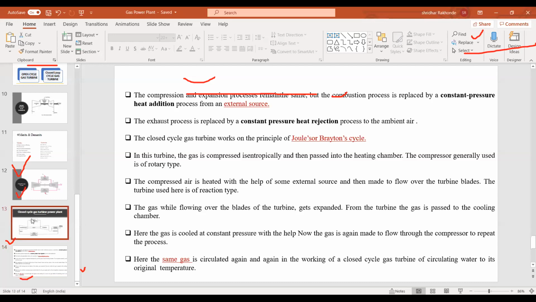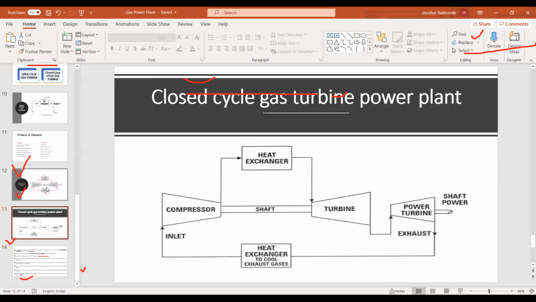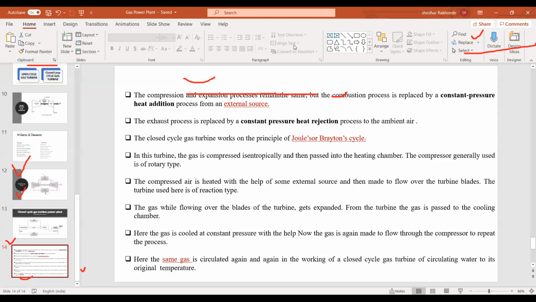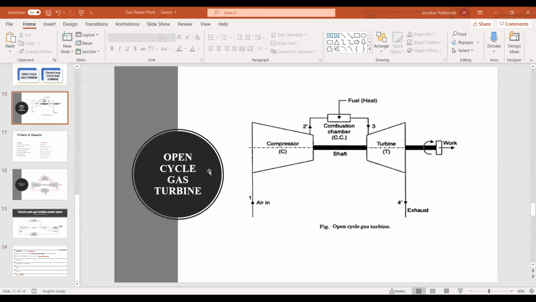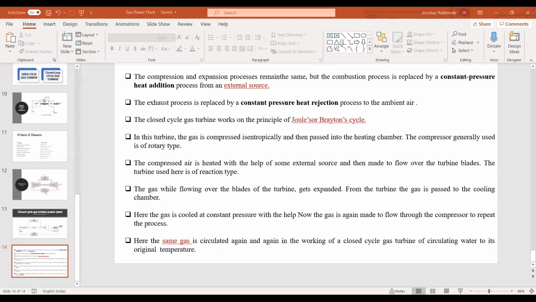In this way I conclude the closed loop cycle. If you have any doubts with respect to the closed loop cycle and open loop cycle, please write down in the chat box so I can explain one more time. If you have any doubt, please ask me. No, sir. Okay, it's very good.